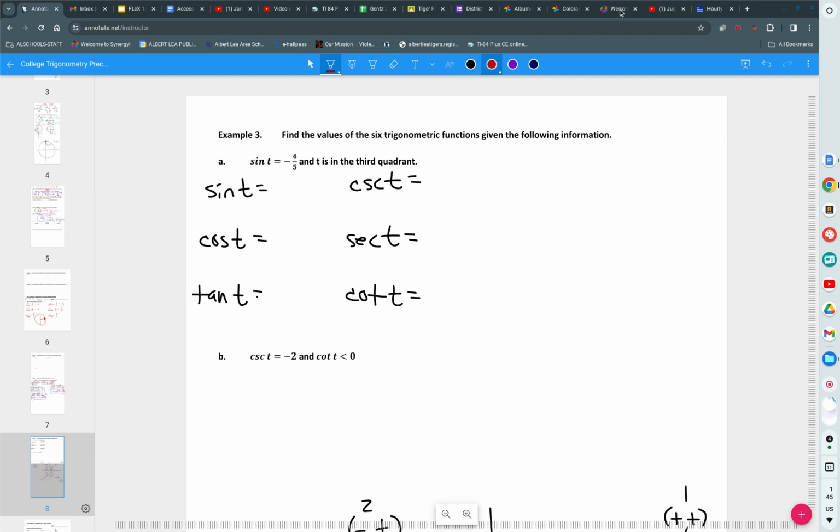Can anybody think of something I can write down right away that I know? Sine of t. Sine of t is negative 4/5. Can anybody think of something else that I automatically know right away? The reciprocal. Cosecant's the reciprocal, right? Negative 5/4. Anybody confused by that? That's really important.